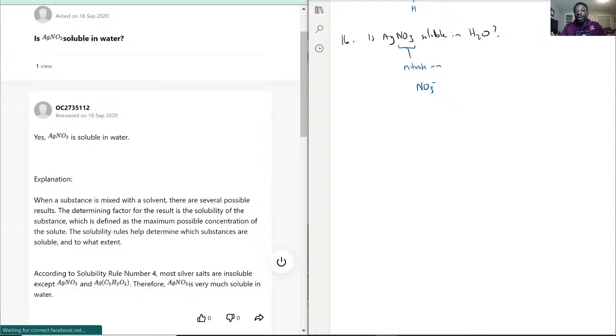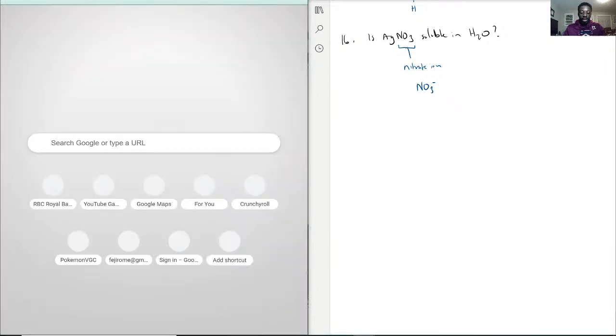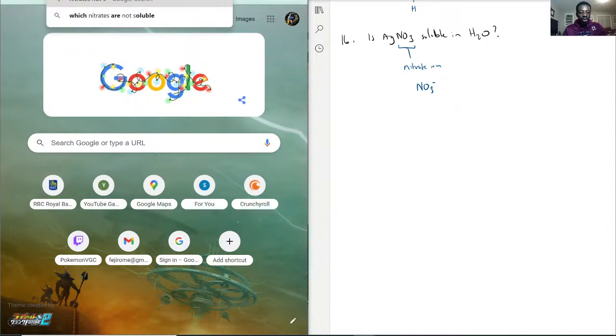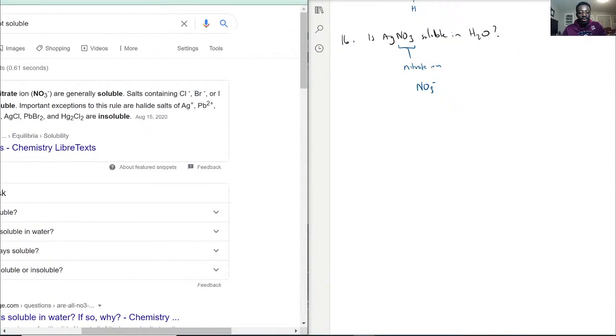Some salts are insoluble in water. They just have a really low Ksp, as we discussed earlier, which indicates their solubility. But any metal combined with nitrate is most likely going to be soluble. So if we even search here, which nitrates are not soluble? What do we get? Salts containing nitrate ions are generally soluble. Yeah.